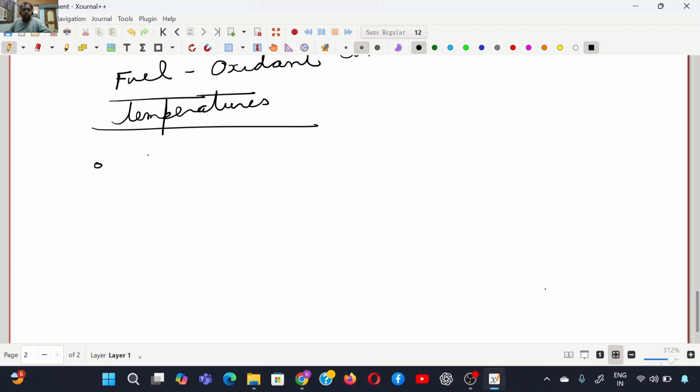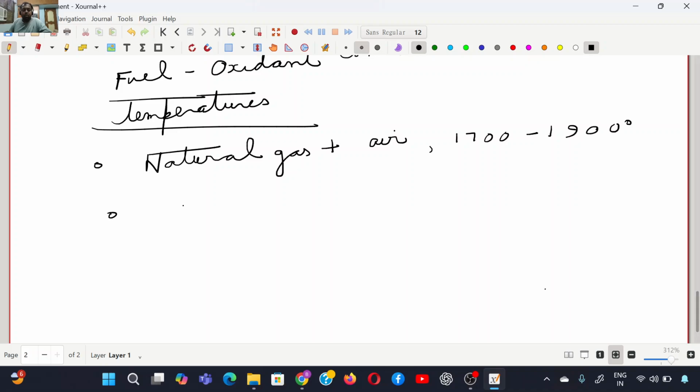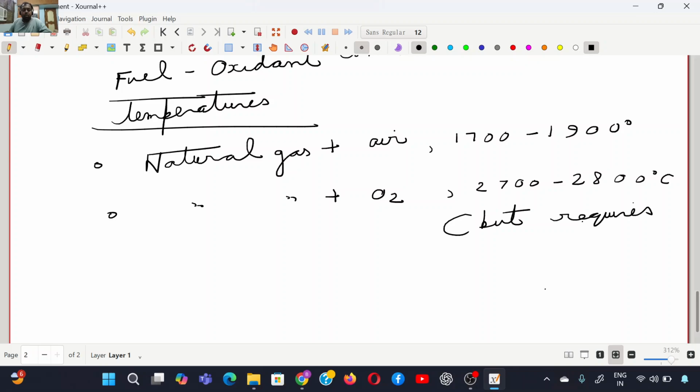So what is the first thing? Natural gas plus air. So this produces a low flame temperature, 1700 to 1900 degrees. Okay. You can have natural gas plus oxygen. Here, slightly increased flame temperature, 2700 to 2800 degrees Celsius. Okay, but it requires higher fuel consumption for efficient burning.